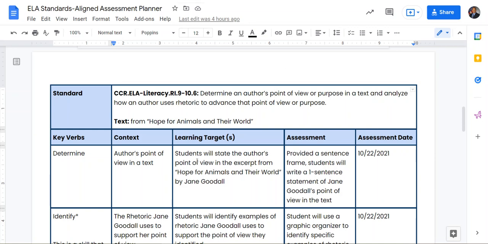So what we've got here for our first learning target is that students will state an author's point of view in the excerpt from Hope for Animals and Their World by Jane Goodall. You notice I incorporated the text into the learning target. We want to be very text specific in our learning targets. I'm going to skip the assessment column at this point, and I'm going to scroll down.